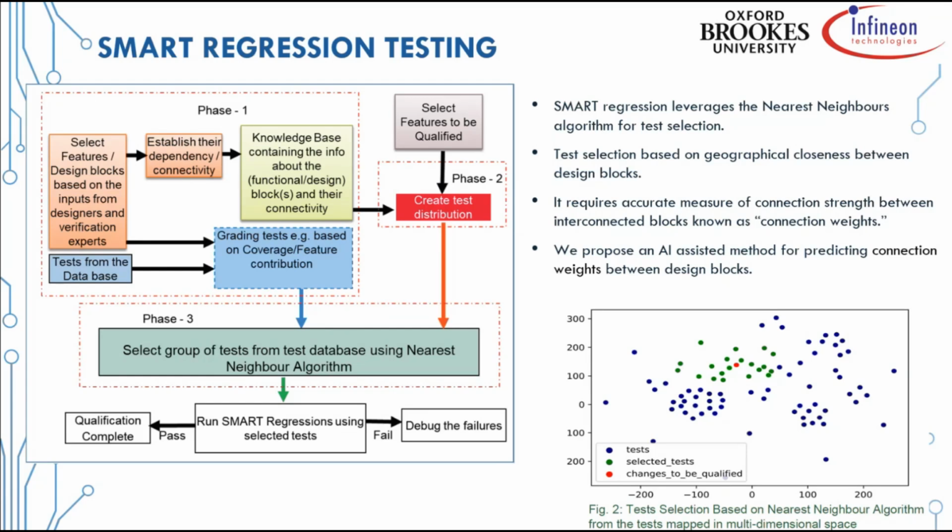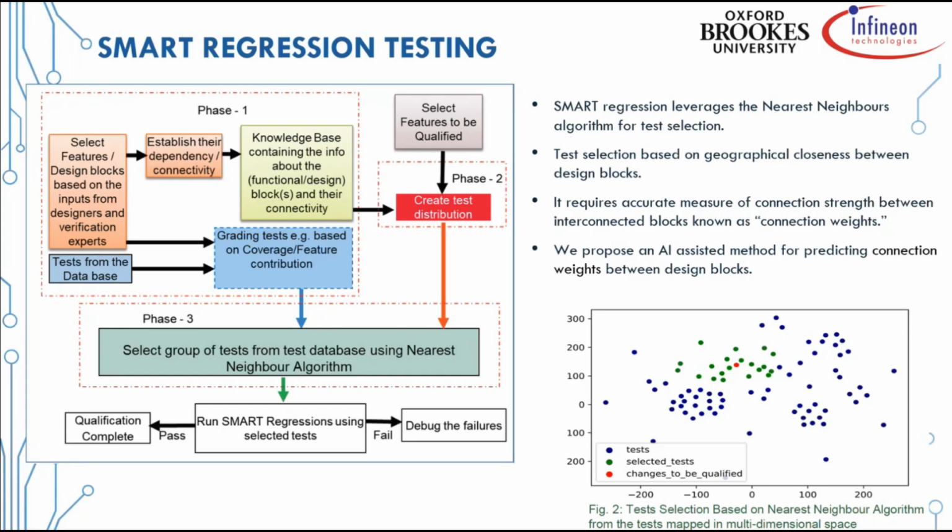One is to define the design and their properties, and it also involves grading tests based on the properties. Phase two is to create a test distribution, that is, creating a scenario for a particular test design. And finally, we'll be using the nearest neighbor algorithm to qualify the tests for that particular regression run. In this aspect, the key to this method is accurately measuring the connection strength between interconnected blocks, known as the connection weights. This is the key part of SMART regression.